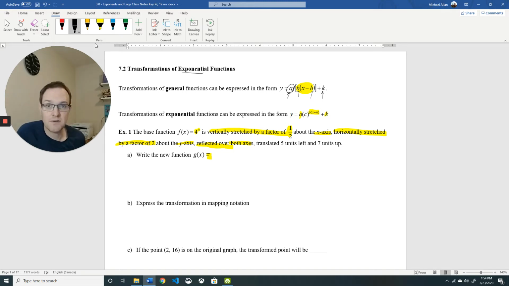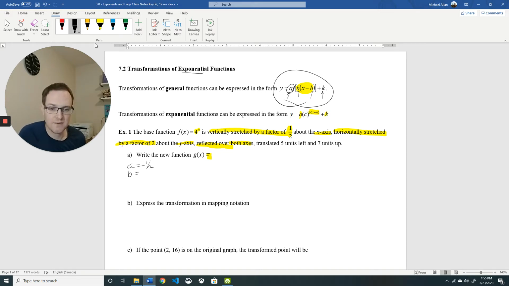So I'm going to use the function notation to start off with. I'm just going to plug everything in and make it look like what's up here. I'm not going to actually use the 4 to the power of x yet. So I have a vertical stretch by a factor of 1/2 and a reflection about both axes. Sorry. So that means I know my a value is negative 1/2.